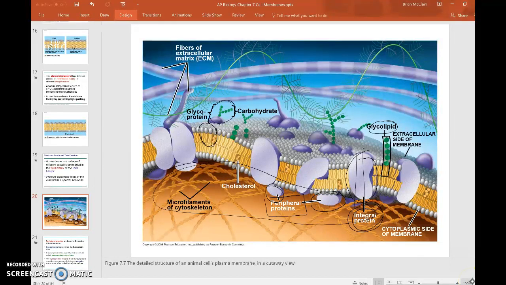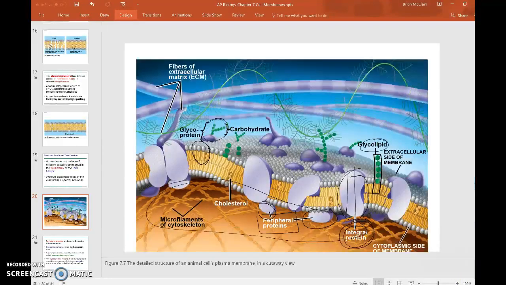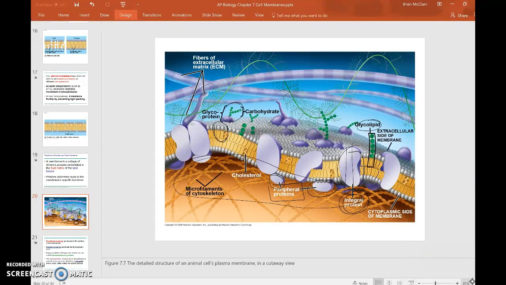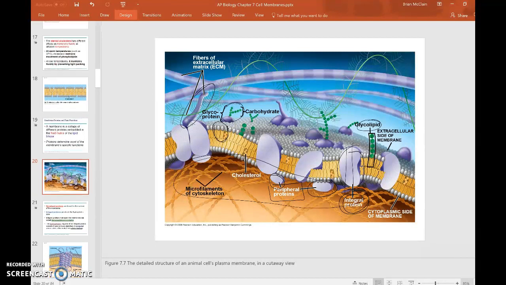Okay, so other things, you got your ECM on the outside. The ECM has connections, so like we have our fibronectin, which is going to anchor that ECM to the internal proteins. And like I said, you have a lot of proteoglycans in the setup. So that's the general structure.